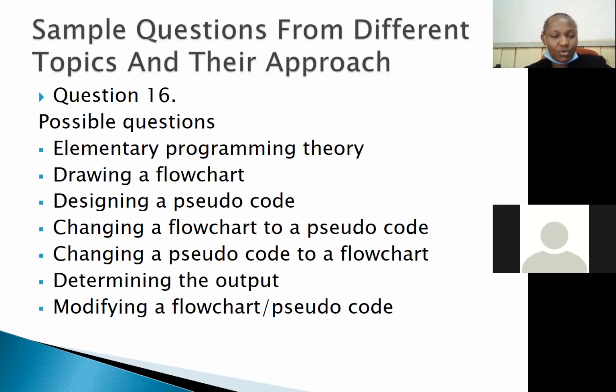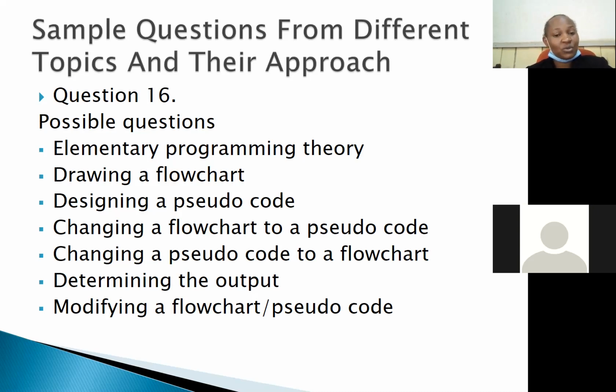Again, let's say, for example, you can be given a program that is written in assembly language, something that's written in mnemonics. And then you are told to identify the programming language that was used to write that program. Then you should be able to identify that assembly language was used to write that program. So you should expect some theory from that topic, that is elementary programming. Then again, what else as a candidate should you expect in question 16?